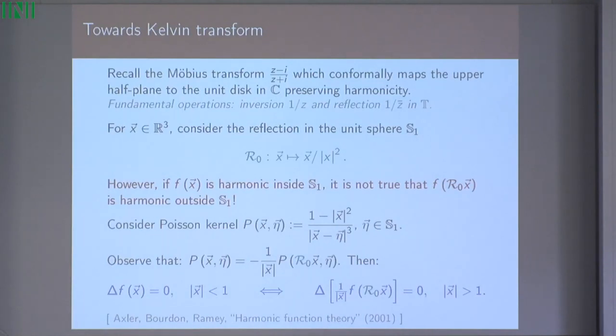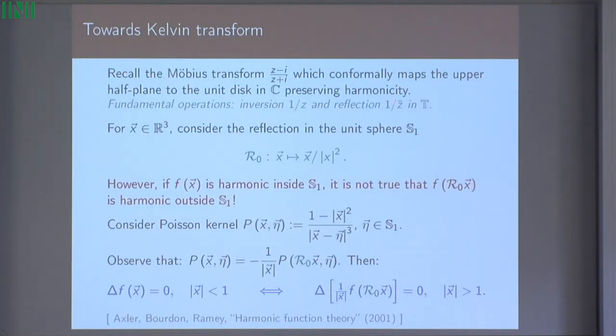So the Kelvin transform can be introduced as a generalization of the Möbius transform. The Möbius transform is built on the reflection, essentially on the inversion. This is the classical Möbius transform that maps between the half plane and the disk. So we need some analog of it, and the analog will be built from the reflection, which is like this. It's a reflection with respect to the unit sphere.